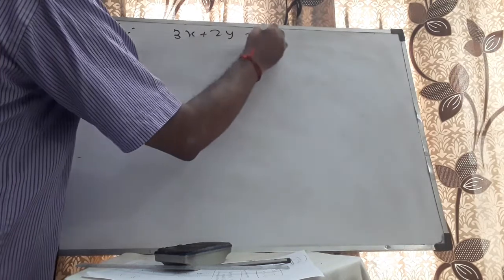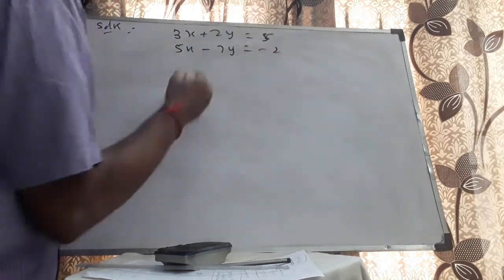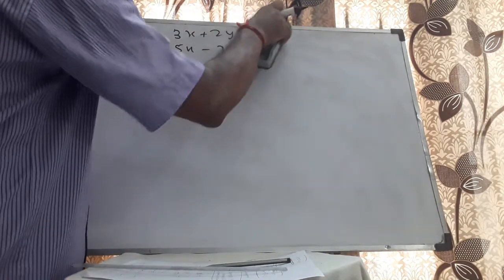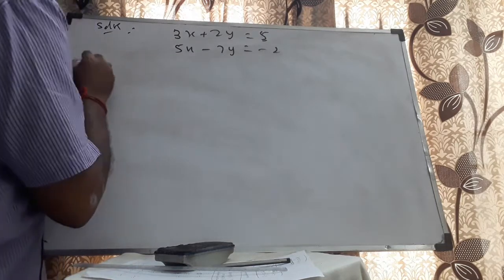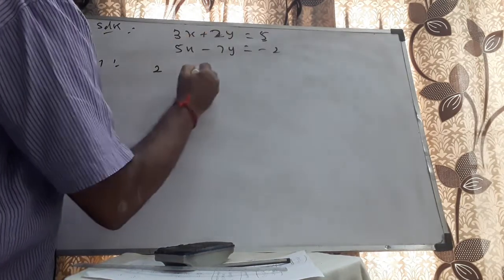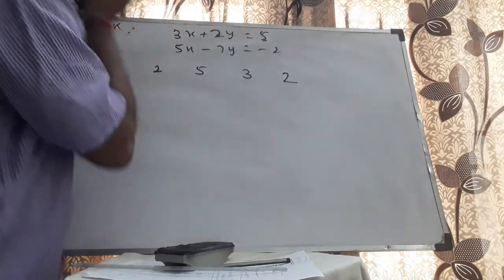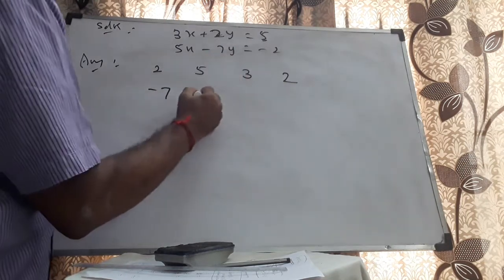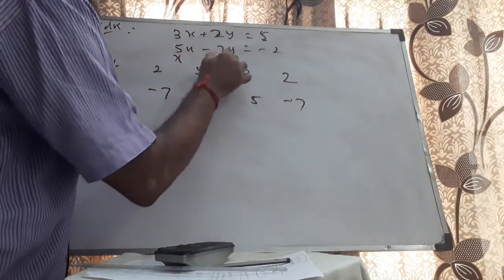Solve 3x plus 2y is equal to 5, 5x minus 7y is equal to minus 2. Using the rule of cross multiplication, let me start writing from the middle coefficient: 2, of course 5, 3, again 2. Then here minus 7, minus 2, 5, again minus 7. And x in between them.